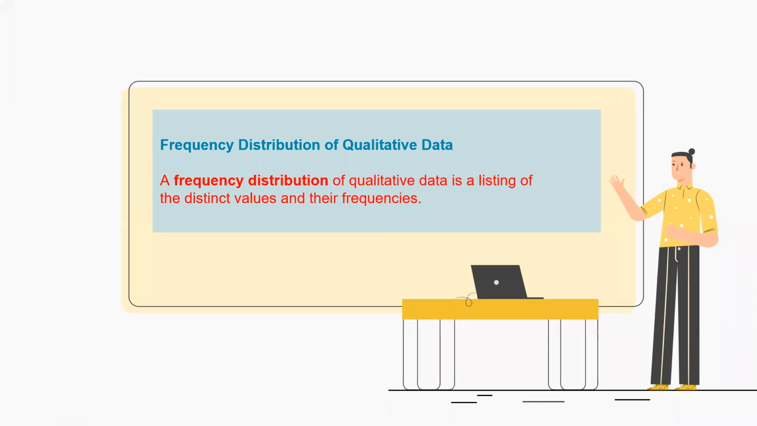Then what we're going to talk a lot about is the concept of a frequency distribution, or sometimes I'll refer to it as a frequency table. The first one I'm going to show is for qualitative data. A frequency distribution of qualitative data is just a listing of the distinct values and their frequencies. When I say distinct values, I mean the distinct classes or the groups that the data fit into. And remember, the frequency here is their counts.